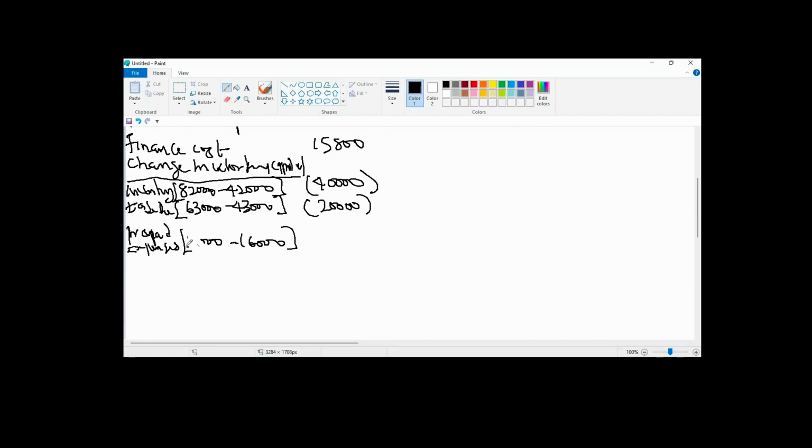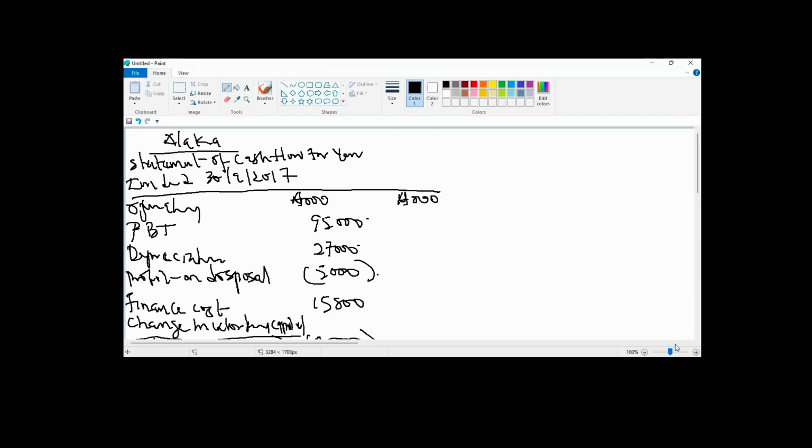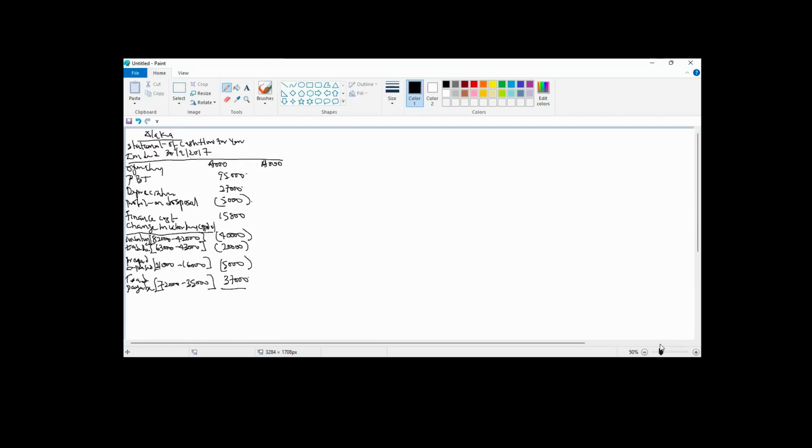I will say 21,000. Next, trade payable. What is the trade payable? At the beginning it was 35,000. At the end? 72,000. 72,000 minus 35,000. Inflow. Inflow of how much? 7,000. That's all. Okay. Next one.